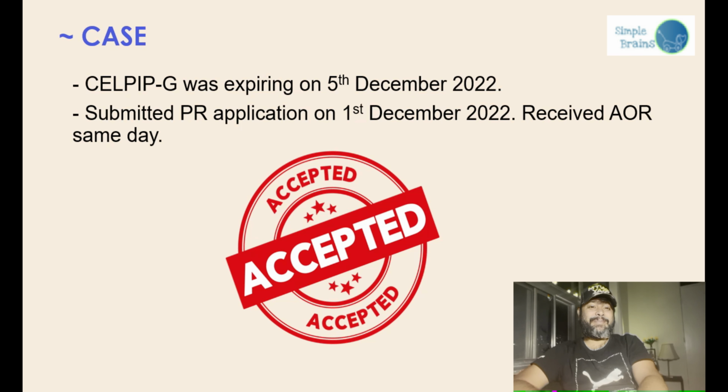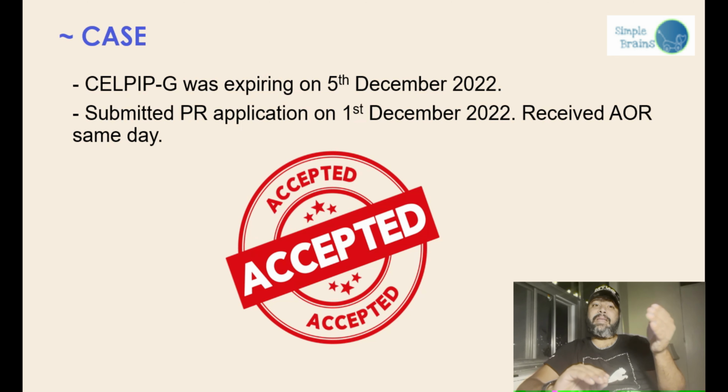So now the special case I was talking about initially, right? My CELPIP I gave in December 2020, and it was expiring on 5th of December 2022 because 2 years was going to be over, right? Now the PR application that I had to submit, the window was till 11th of December, but I couldn't wait till 11th of December, right? Else my CELPIP would have expired and I would have been ineligible. So I applied for PR on 1st of December.